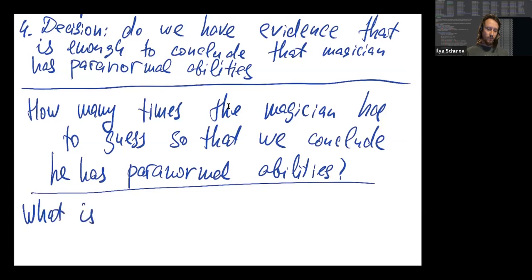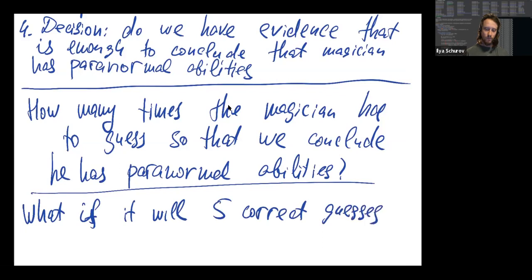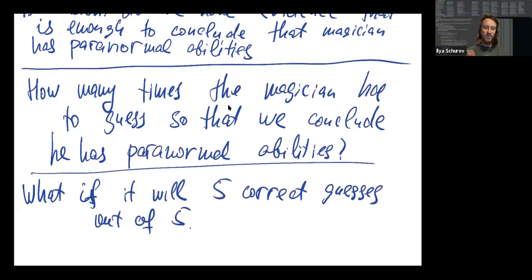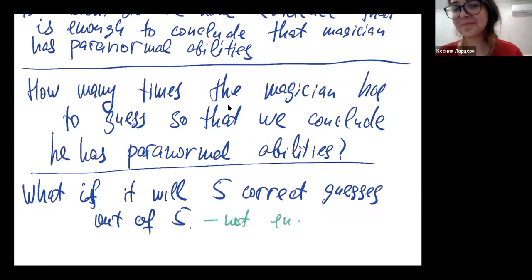What if it will be five correct guesses out of five? I agree with Sasha. A million out of a million will be enough. Okay, so five correct out of five, not enough. It's far from enough. Far from enough.